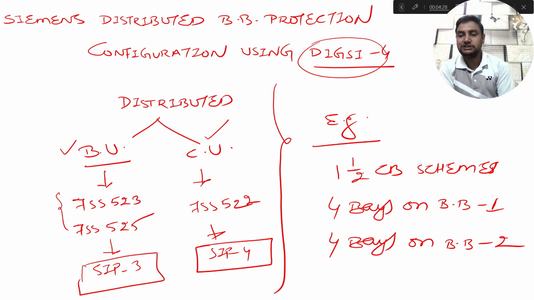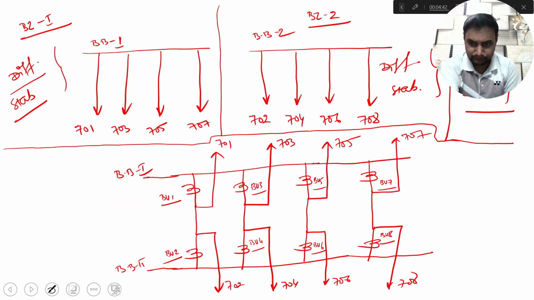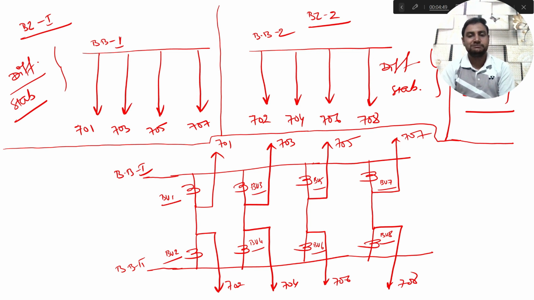Now, for this particular session, I am going to take an example of a 1.5 breaker scheme, and I am considering 4 bays on each bus bar, that is, 4 bays on bus bar 1 as well as 4 bays on bus bar 2. These 4 bays I have considered as 7, 0, 1, 3, 5 on bus bar 1 and 7, 0, 2, 4, 6, 8 on bus bar 2.